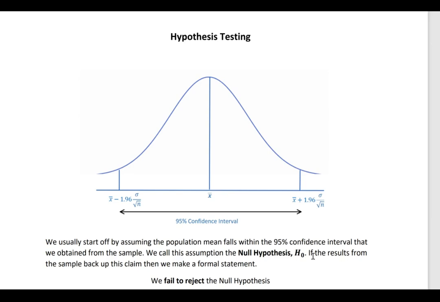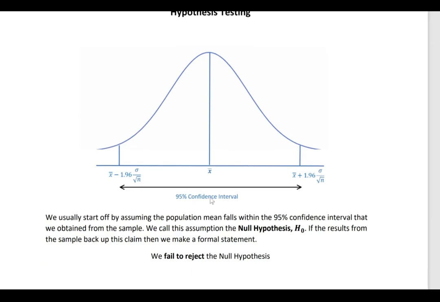And now what we do is, if the results from our sample back up our claim, well, then we make a formal statement to say that. One thing is we can't answer directly, we answer with a double negative. What we say is we fail to reject the null hypothesis. So what that actually means is our population mean is indeed between those two limits, the lower limit and the upper limit. So for all intents and purposes, we have predicted the population mean correctly using the sample mean x bar. So we fail to reject the null hypothesis.